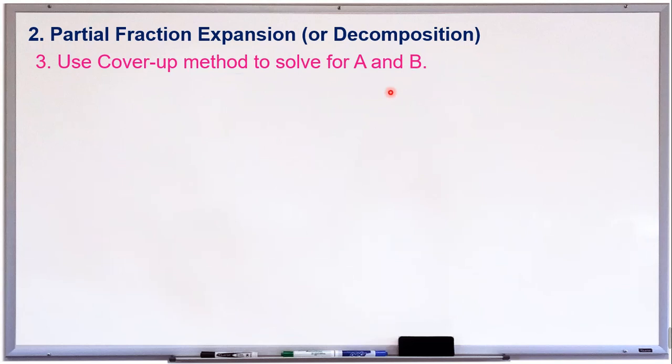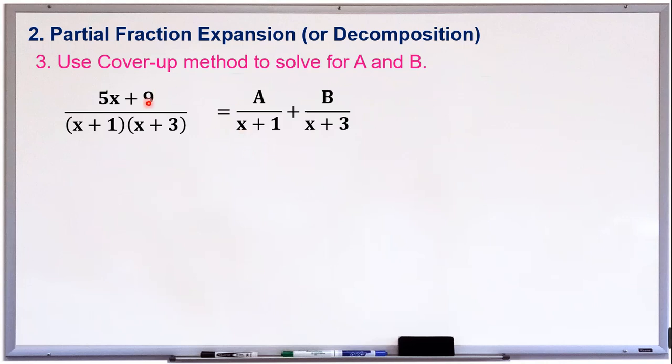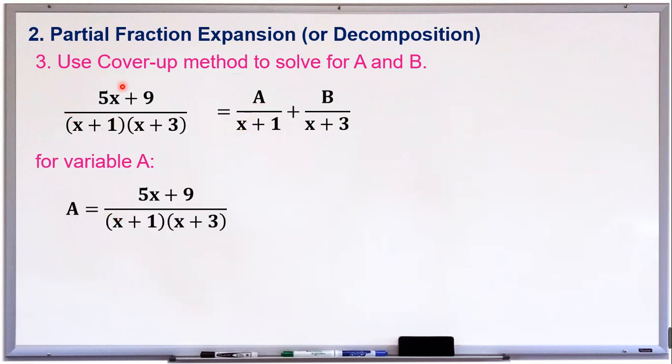So we have here the partial fractions, and then let's start by solving the value of a. To solve for a, you're going to write the expression, the given complex fraction, but make sure that the denominator is in factored form. So you have x plus 1 and x plus 3.